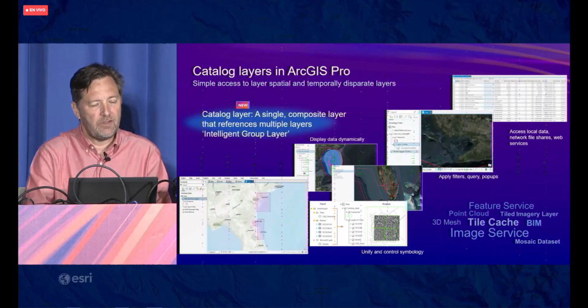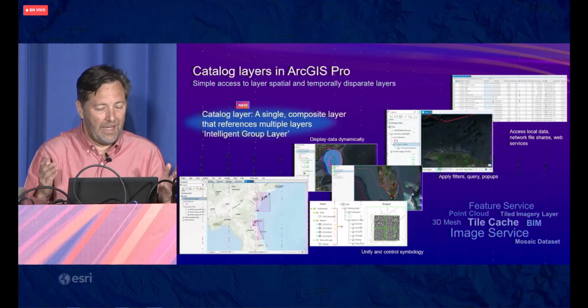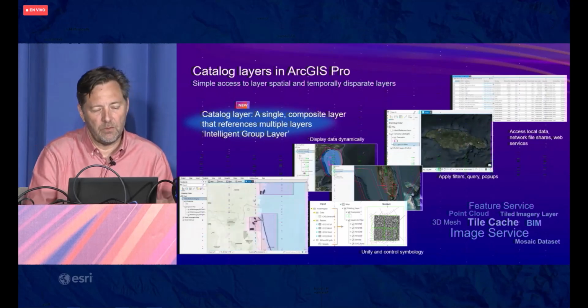So catalog layers support all forms of layers. Obviously, imagery is also a layer.